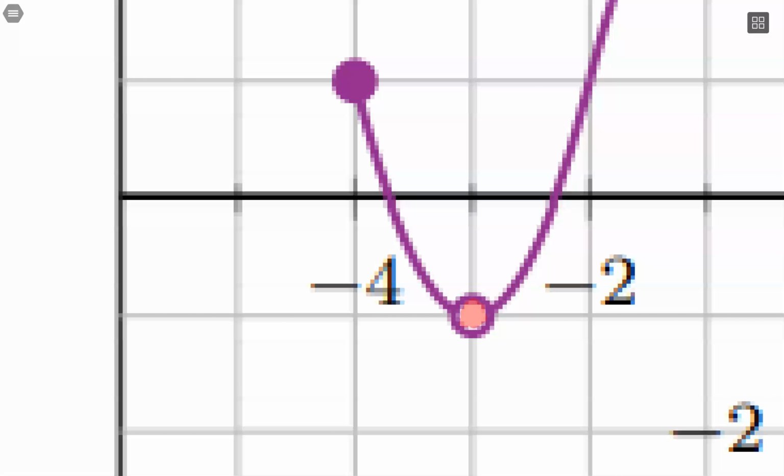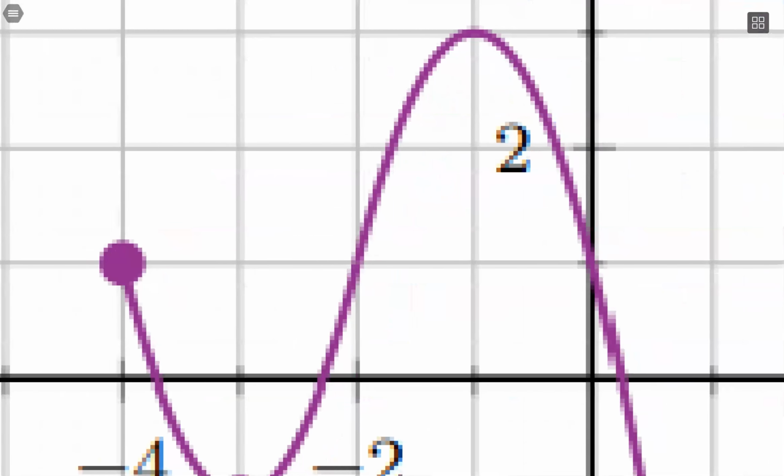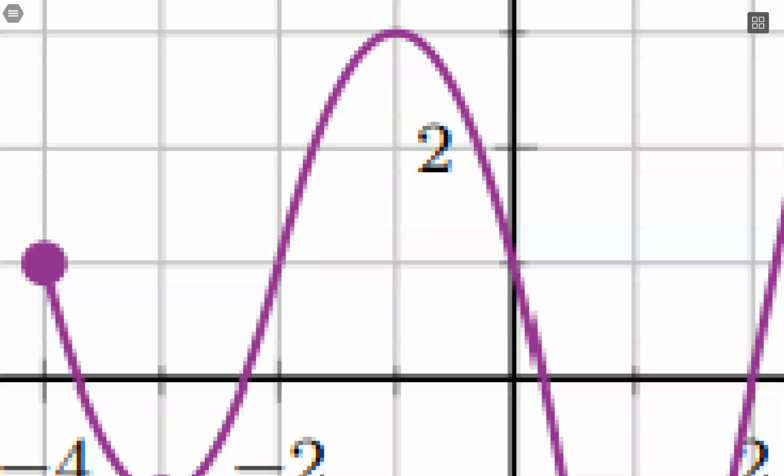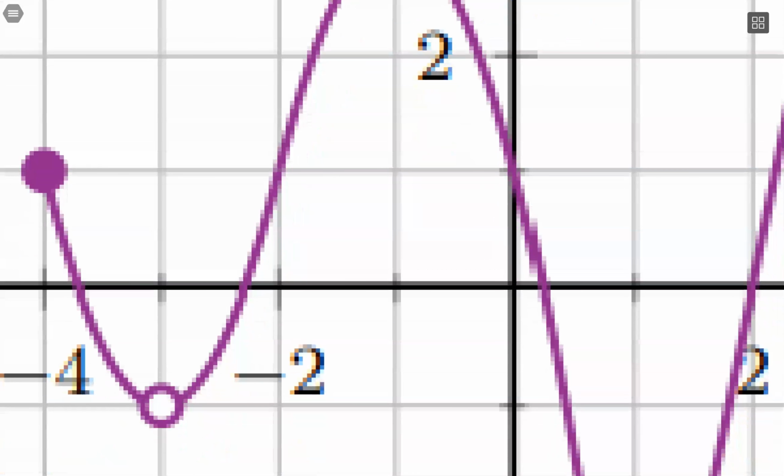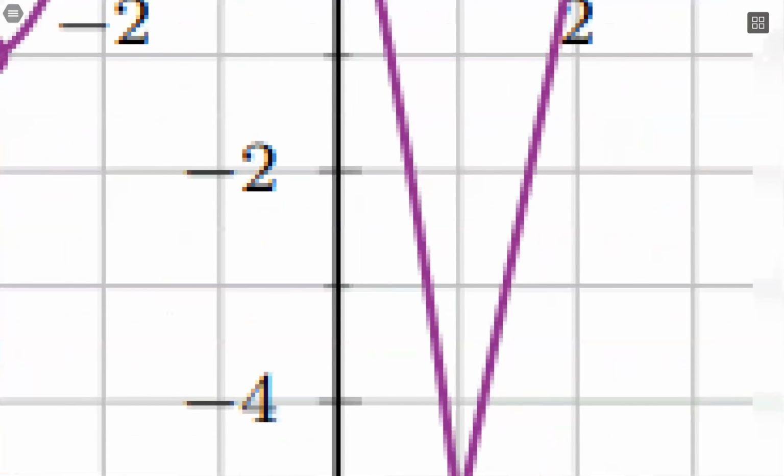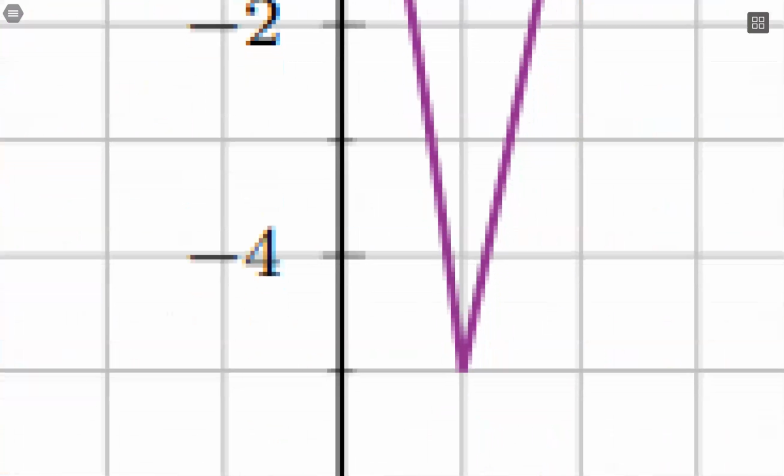However, if that was filled in, if this was just a smooth curve here, then this would be a local minimum. Then we go up here, and that right there is going to be a local maximum. So we're going to have this local maximum at (-1, 3). Then I'm going to look at my graph, and here it goes to a point, this will be a minimum. So this will be a local minimum at (1, -5).